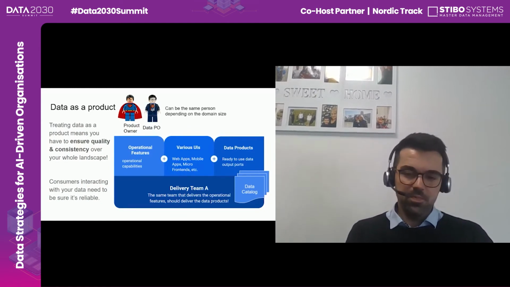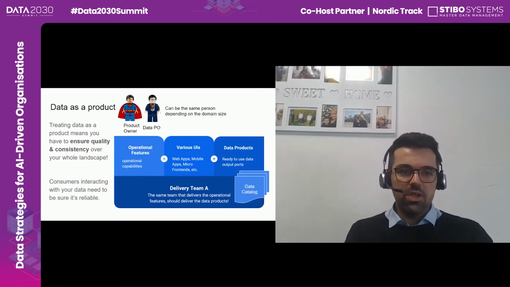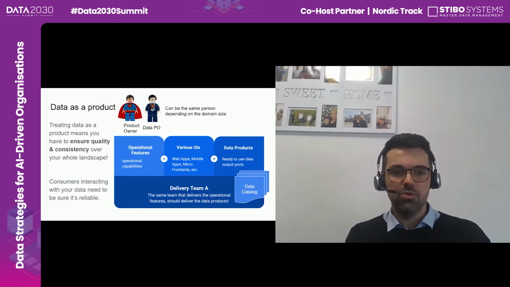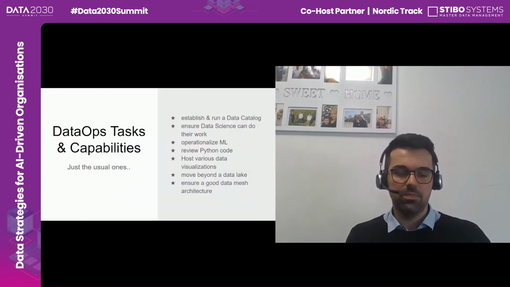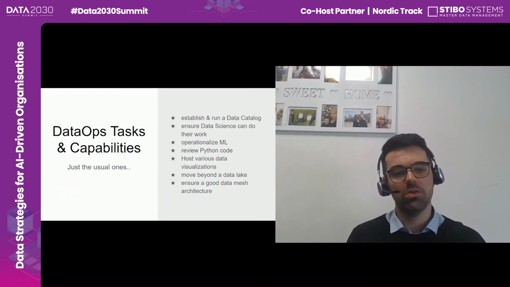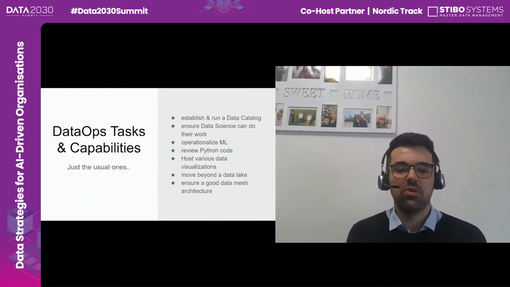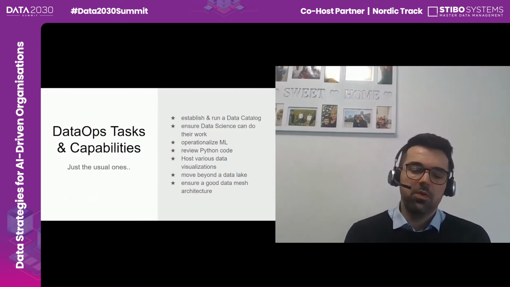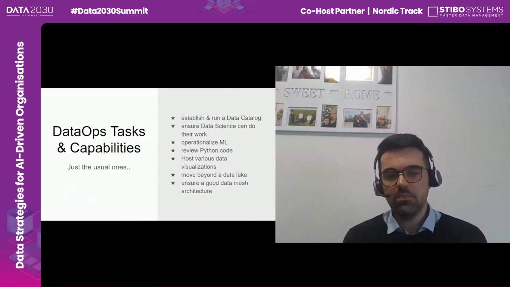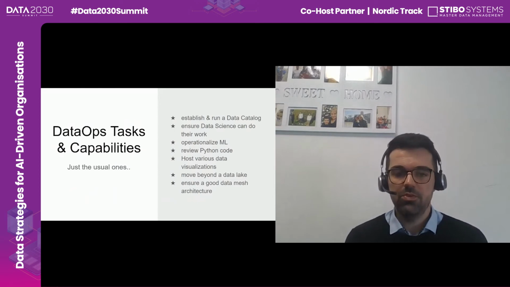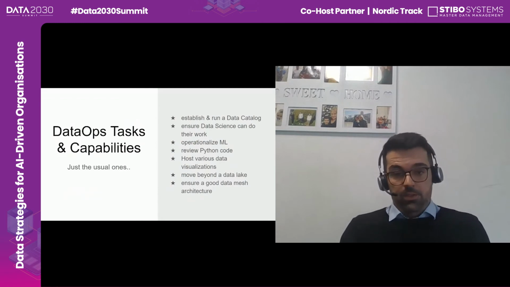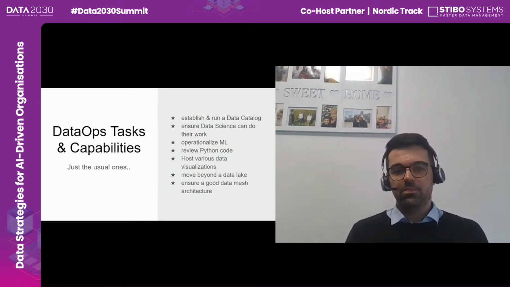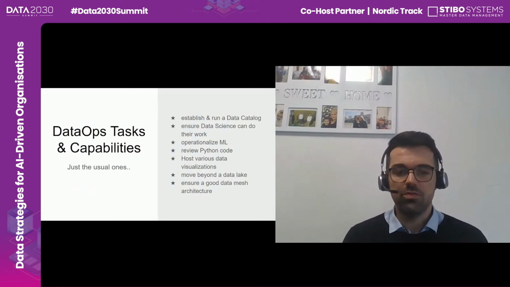And as you can see, it quite takes a lot of things to ensure that a DataOps team can do its work. So what are now the usual tasks and capabilities of a DataOps team? What's the team doing actually? On the right side, you see some of them. Of course, not all of them, but some of them that you stumble across today when you call yourself DataOps engineer. You need to establish and run a data catalog. You need to ensure that data science can do their work.